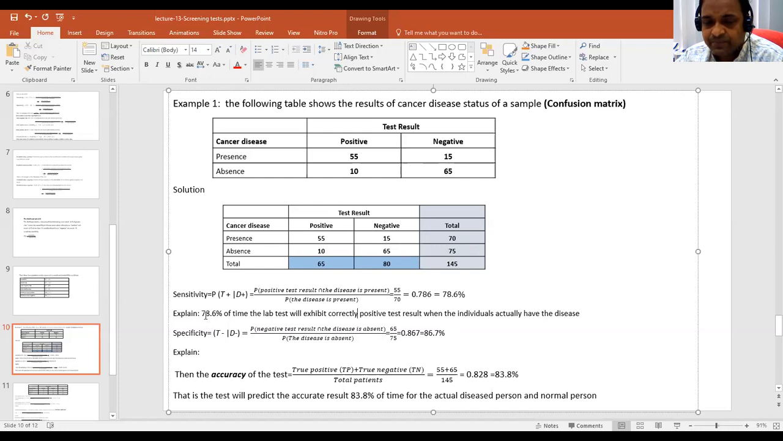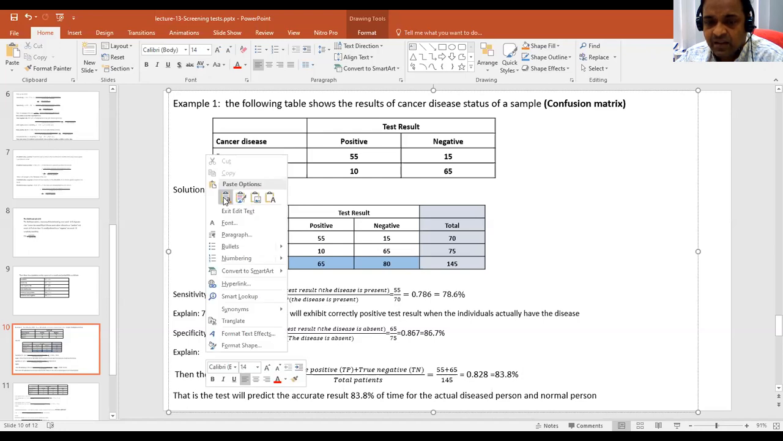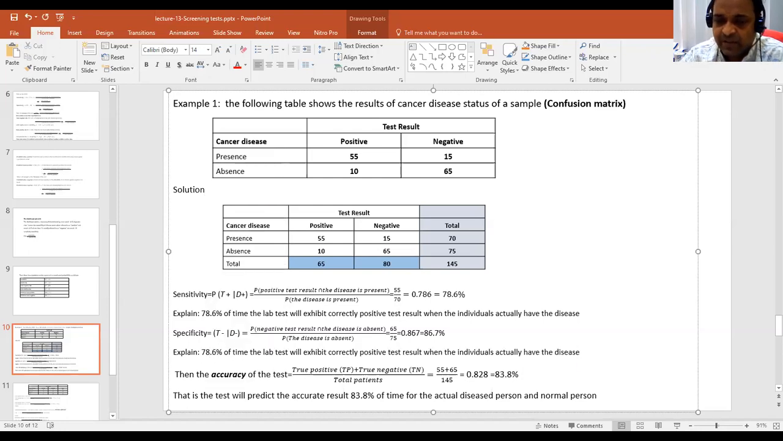Similarly, you can write that 86.7% of the time the lab will correctly exhibit a negative test result when the individual actually does not have the disease.